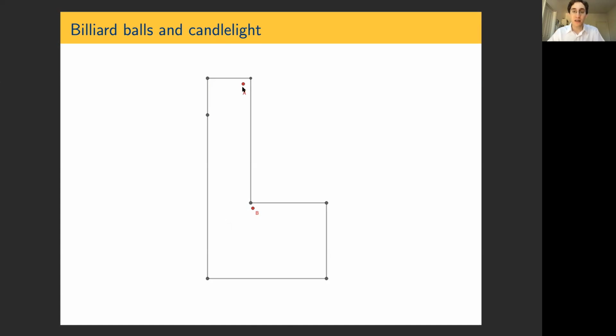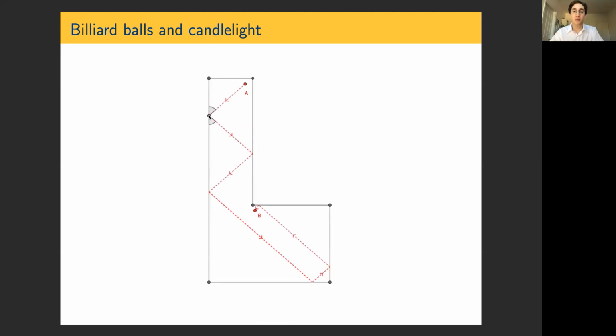We can pick a point, like the one labeled A, where we place a billiards ball and launch it in some direction with a uniform velocity. For example, in the direction of this gray point over here. Once we launch the billiards ball, we see that it will bounce according to the rule that the angle of incidence equals the angle of reflection, and it'll eventually, after bouncing several times, reach some other point, B.